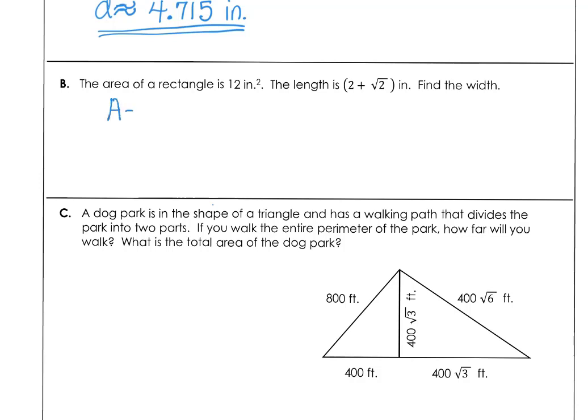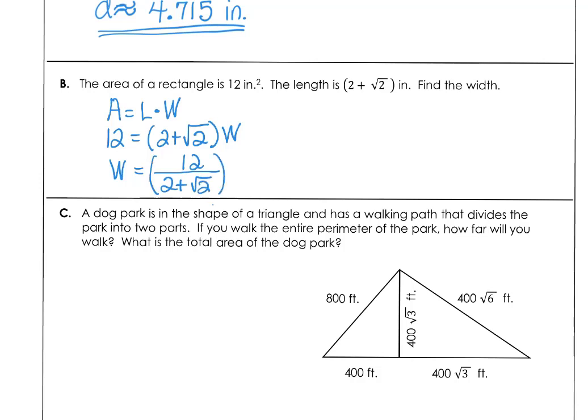So we know the area formula is length times width. And if the area is 12 and the length is 2 plus the square root of 2 inches, we want the width. So we could find the width by taking 12 and dividing it by 2 plus the square root of 2. Well, that means we need to rationalize that denominator. So we can do that with the conjugate of 2 minus the square root of 2.